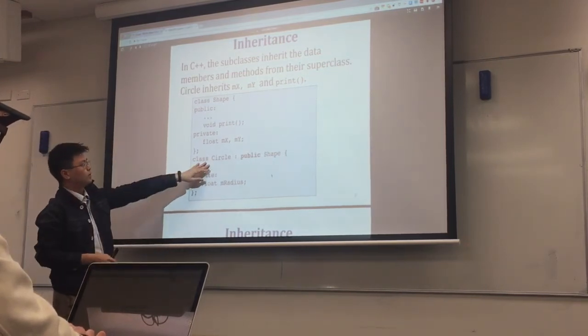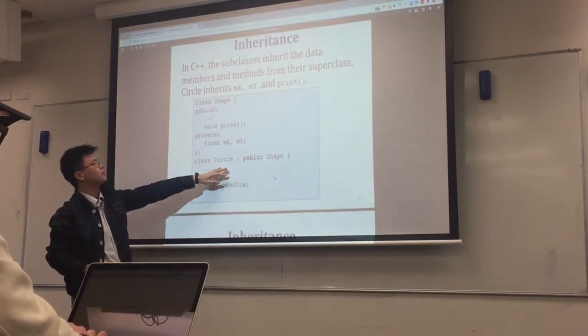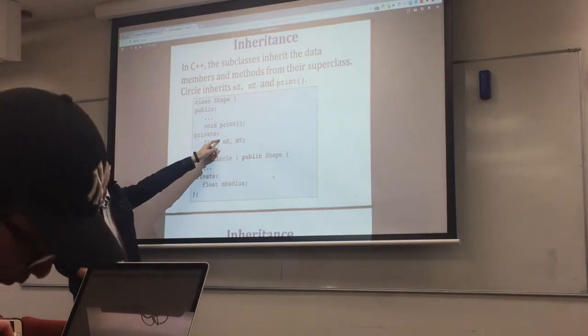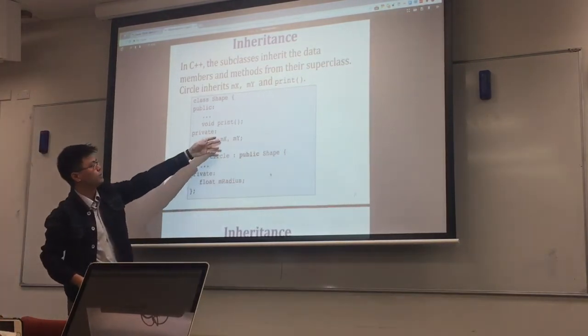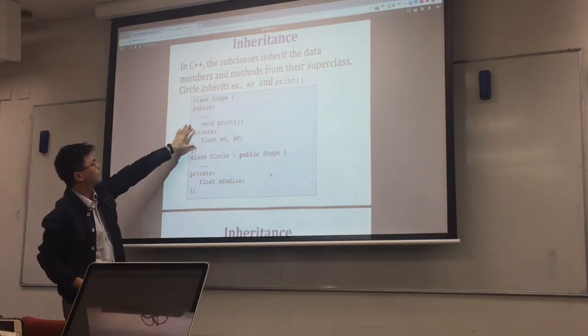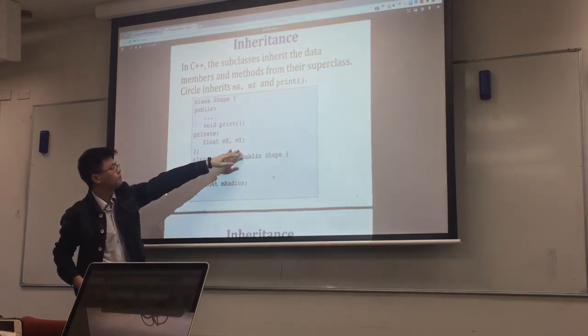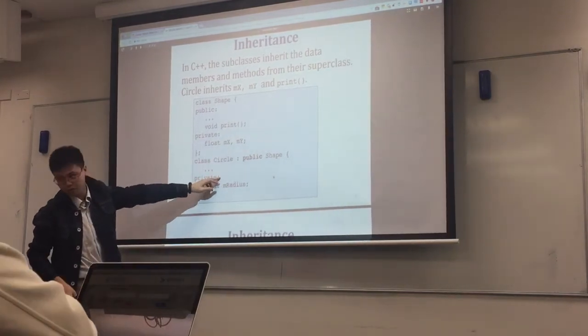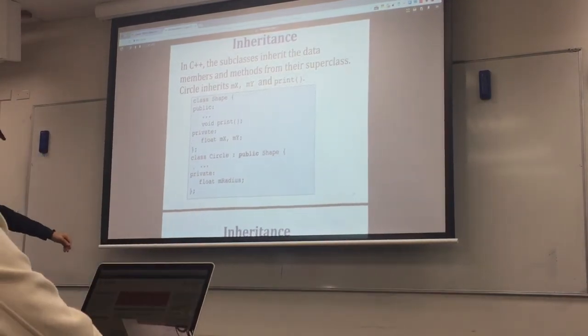So in this case, circle inherits from shape, and shape has this, which is probably the center of the shape. Then circle will inherit these automatically. It will inherit print automatically. Now these variables are declared private in the shape, so you can access in circle, but we'll come to it later.